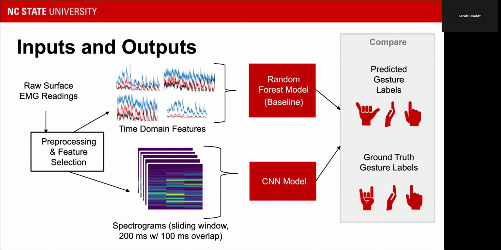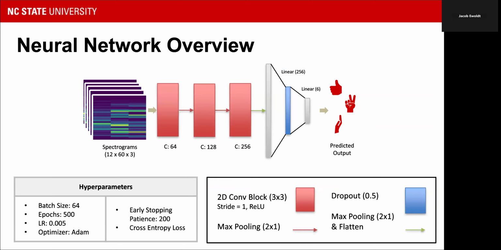For an overview of the model, our CNN architecture starts with 3 convolutional layers with increasing depth, 64, 128, and 256 channels, each using 3 by 3 kernels. These are followed by a flattening step and a fully connected layer. We applied ReLU activations, 2 by 1 max pooling, and a dropout throughout to prevent overfitting.